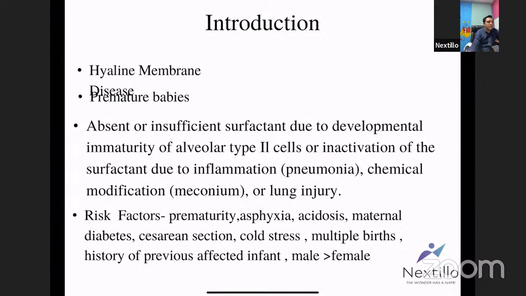There can be maternal diabetes, cesarean section, cold stress, multiple births, history of previous affected infant, or, as certain research studies have seen, males are more commonly affected as compared to females. So these are the risk factors. It is very important because in MCQs, these risk factors can be asked. Out of 4 choices, it will be asked which is not a risk factor. So it is very important to remember all these: prematurity, asphyxia, acidosis, maternal diabetes, cesarean section, cold stress, multiple births, history of previous affected infant, and a male child.